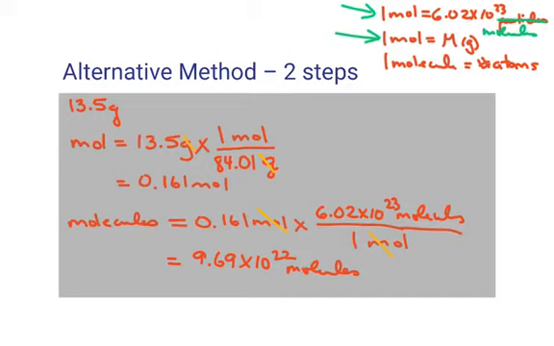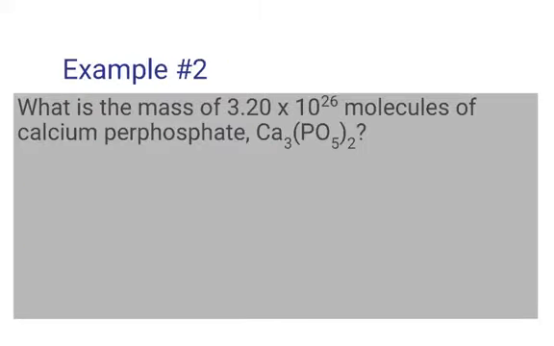So just an alternative way to do the exact same math, and depending on how you can make sense of the math, maybe this one makes more sense for you. You do you. Let's try one more example together. This one says, what is the mass of 3.20 times 10 to the 26 molecules of calcium perphosphate? And I've given you the formula there for calcium perphosphate, since that's a new one for us. That per on the end actually means just an extra oxygen in the phosphate part of the molecule there. So again, let's try this one on for size.